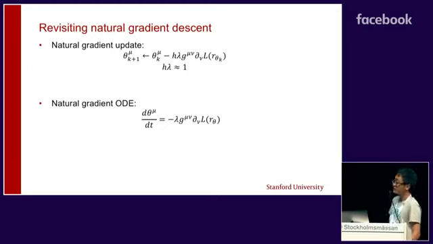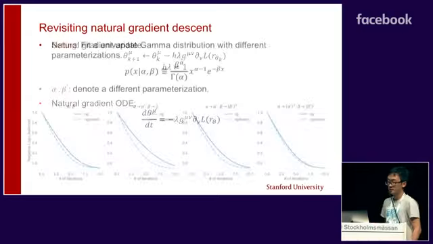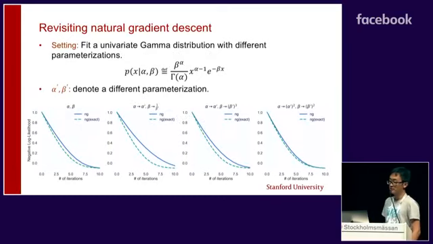Unfortunately, since we use the forward Euler method to solve this ODE, the finite step size used in the solver will cause the loss of invariance. To put it more clearly, let's see an example of using the natural gradient update to fit a univariate gamma distribution. So a gamma distribution has two parameters, alpha and beta. We can try to transform them to create different parameterizations.